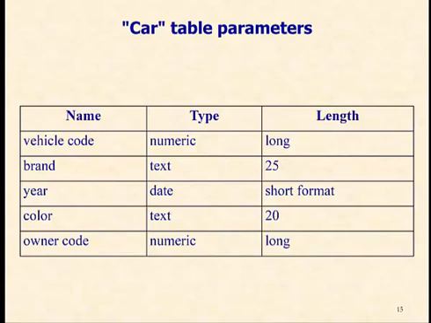The third row is year. Its type is date, and the length is short date format. The fourth is color. Its type is text, and the length is 20. And the fifth is owner code. Its type is numeric, and length is long. Be careful and pay attention for this table.